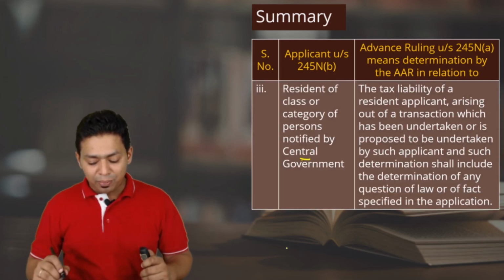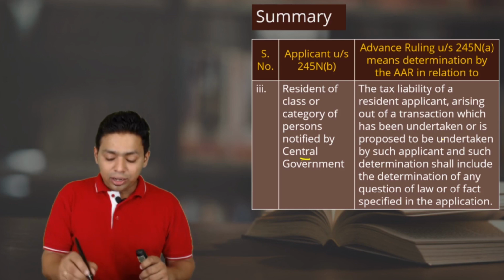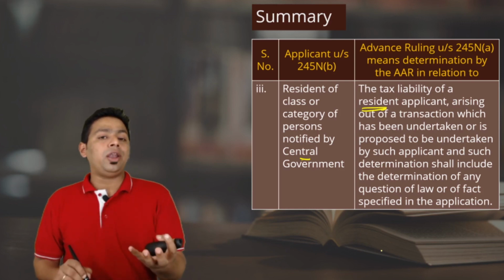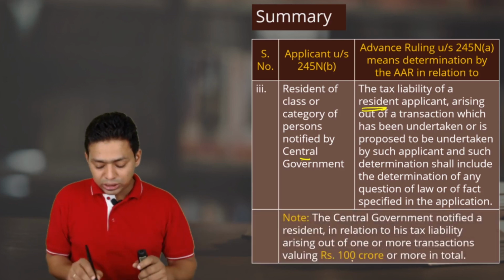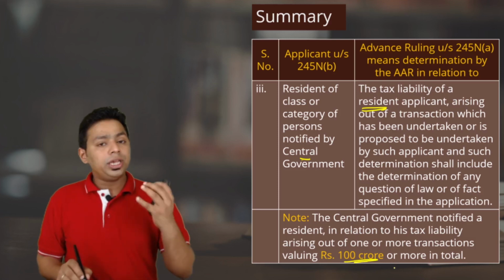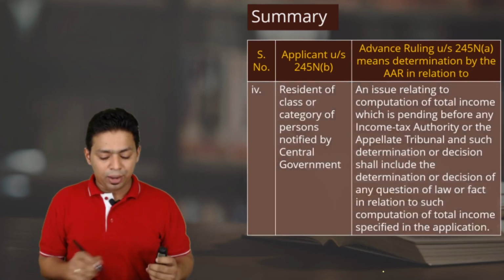And who has been notified by the central government? Sir, that resident whose transaction value is more than 100 crore. That resident whose transaction value is 100 crore or more. So this is also very important.